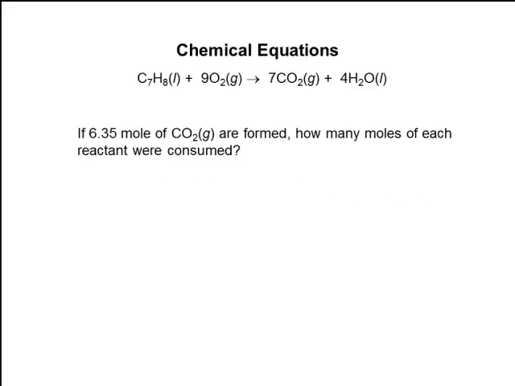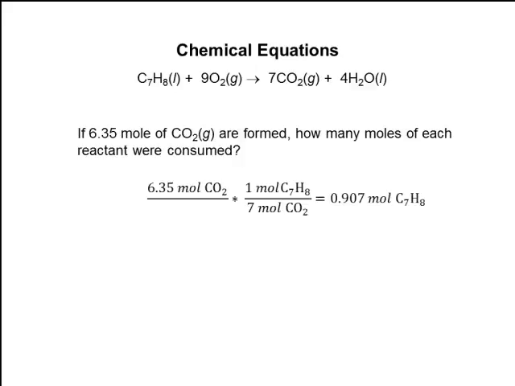I can also go from products to reactants. So if I want to form 6.35 moles of CO2, I can calculate how many moles of each reactant I'm going to need to produce that much product. Still that mole-to-mole ratio. So 6.35 moles of CO2, set up the 1 mole of C7H8 to 7 moles of CO2, get my moles there, do the same thing with the oxygen.